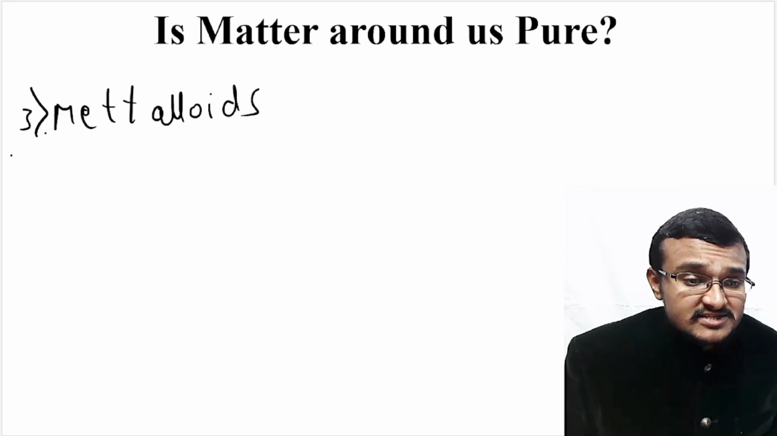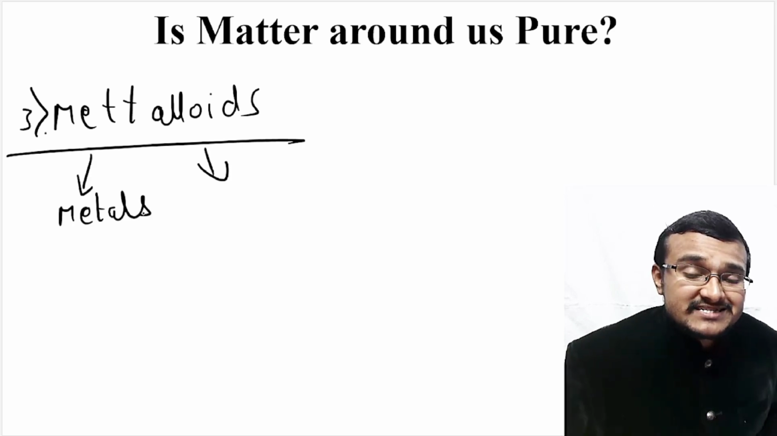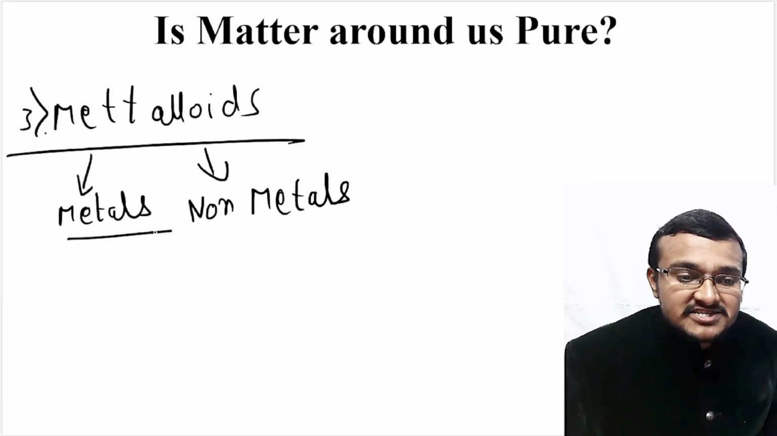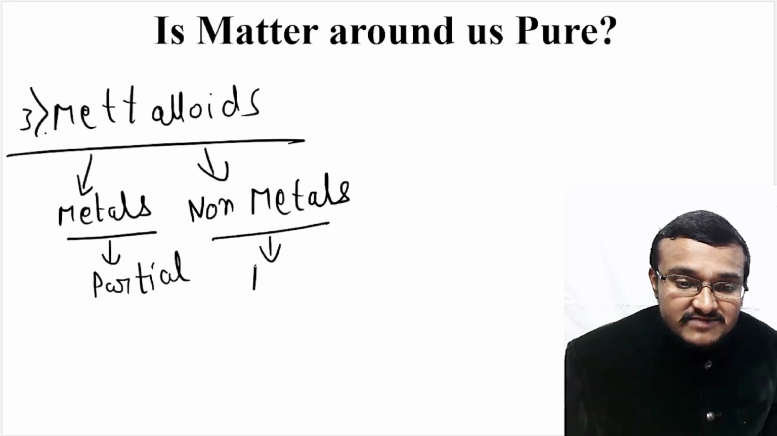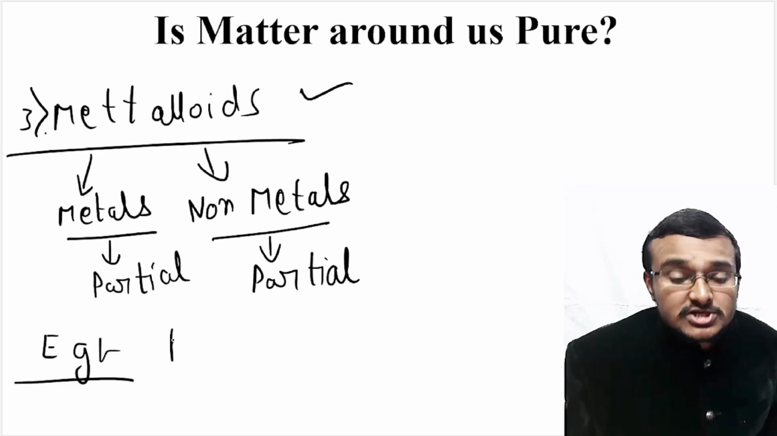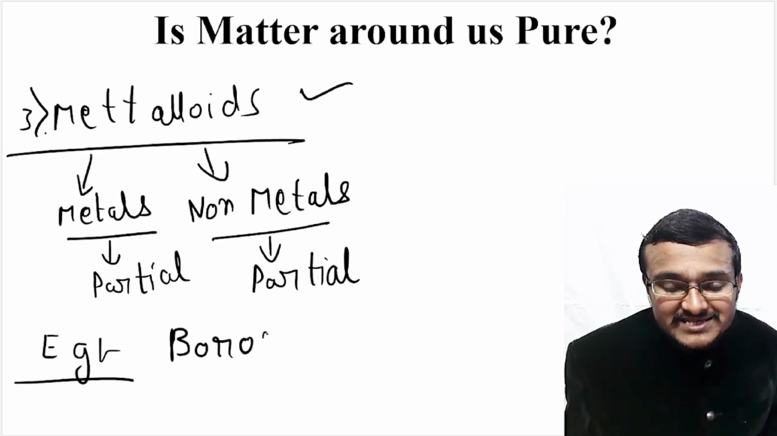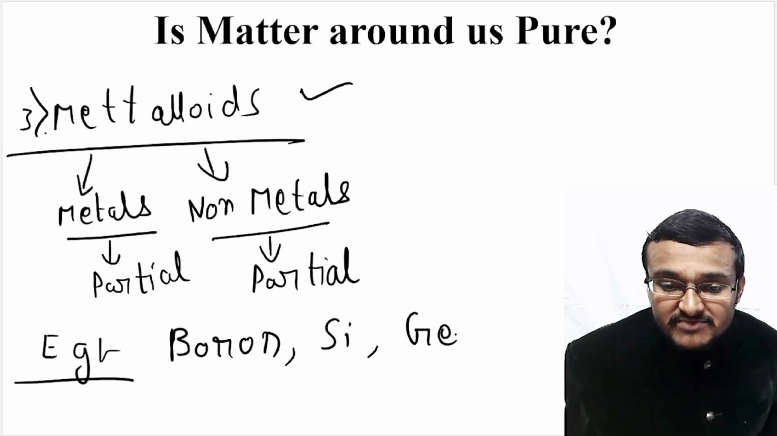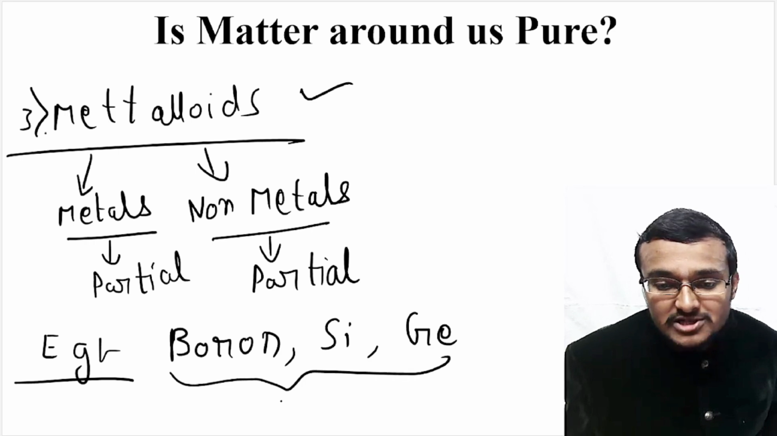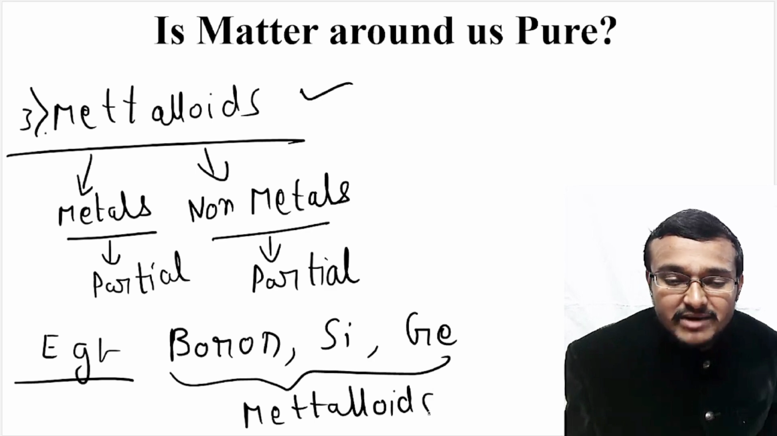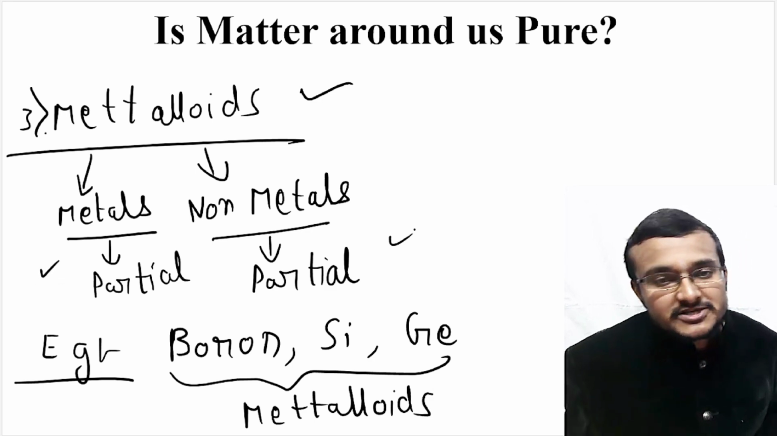Coming to the third division in these elements, that is metalloids. Some elements can behave both as metals and non-metals. That means they exhibit partial properties of metals and also partial properties of non-metals. Such elements are known as metalloids. Examples for metalloids are boron, silicon, and germanium. All these elements are examples of metalloids, which can easily exhibit partial properties of metals and also partial properties of non-metals.